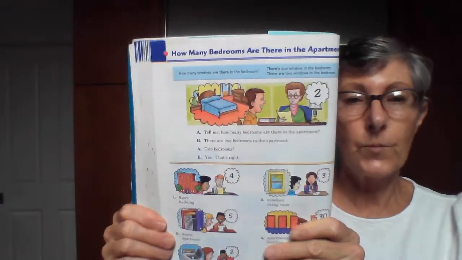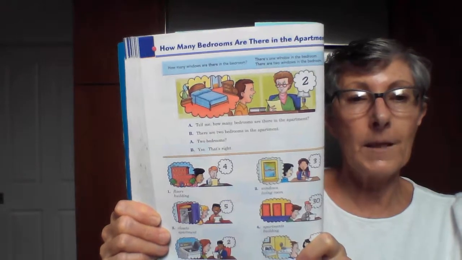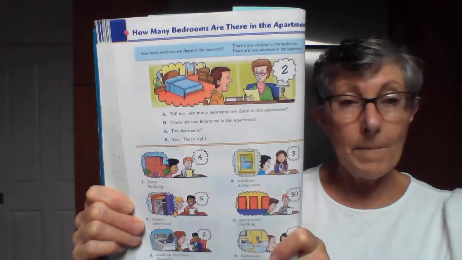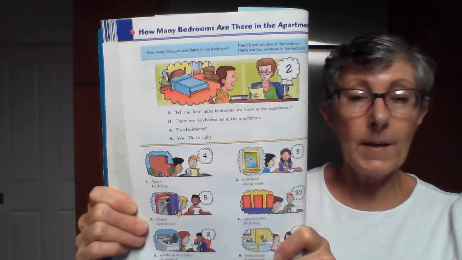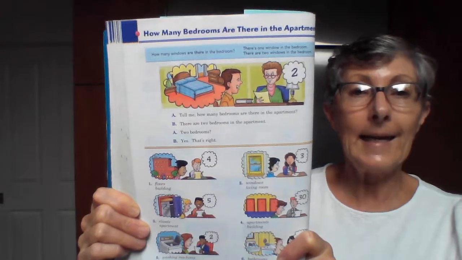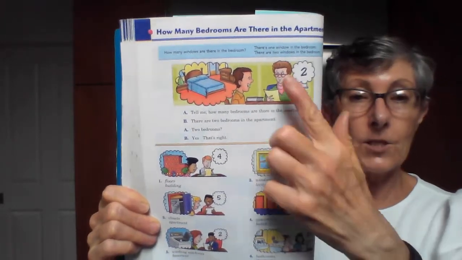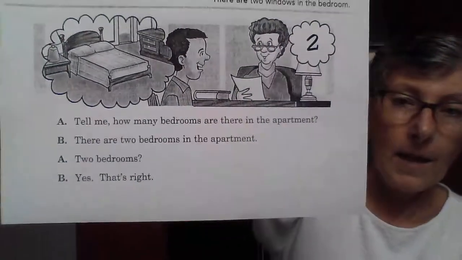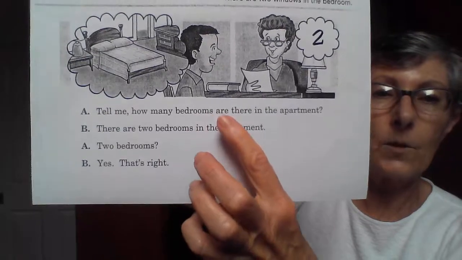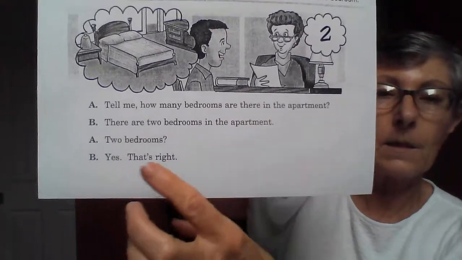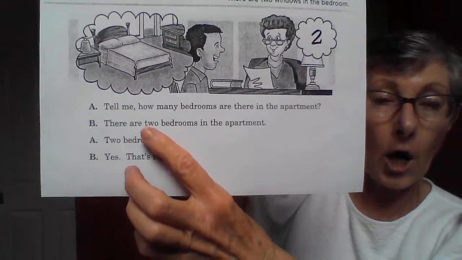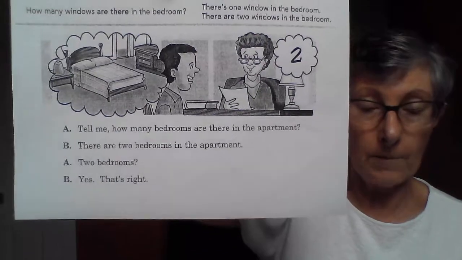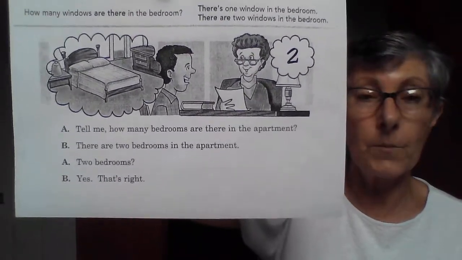How many bedrooms are there in the apartment? Well, if you're looking for an apartment, you want that answer. How many bedrooms are there in the apartment? And the answer is, there are, because it is plural, there are 2 bedrooms in the apartment.